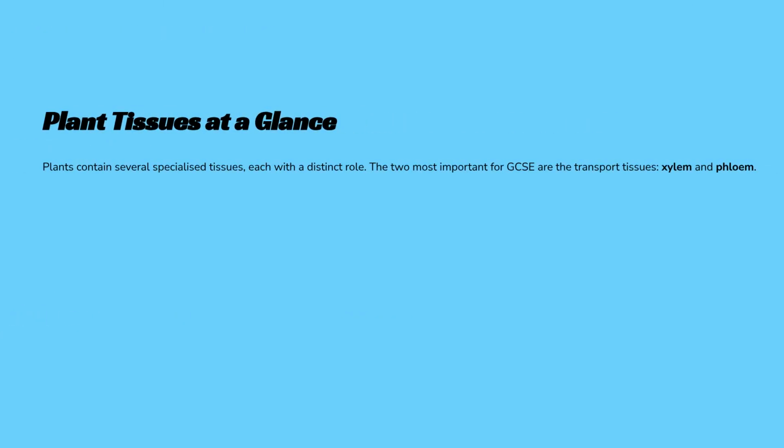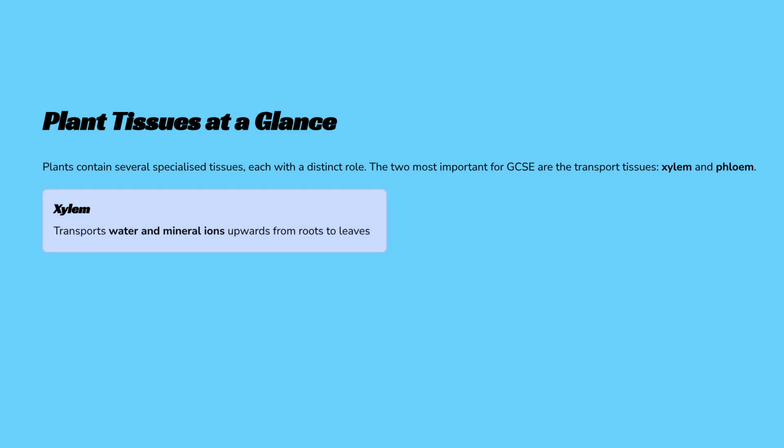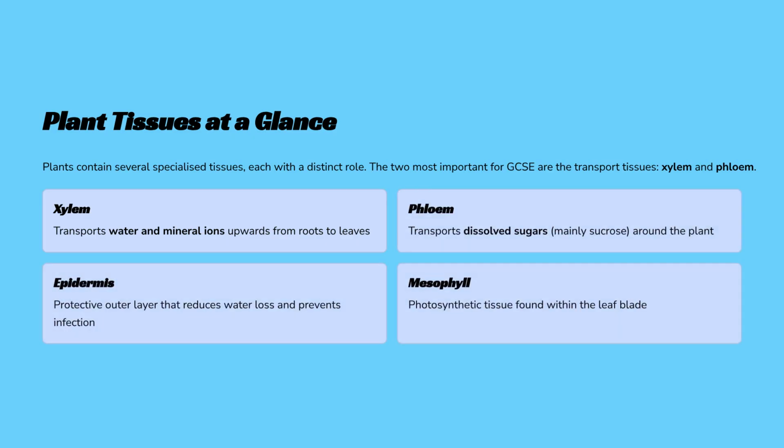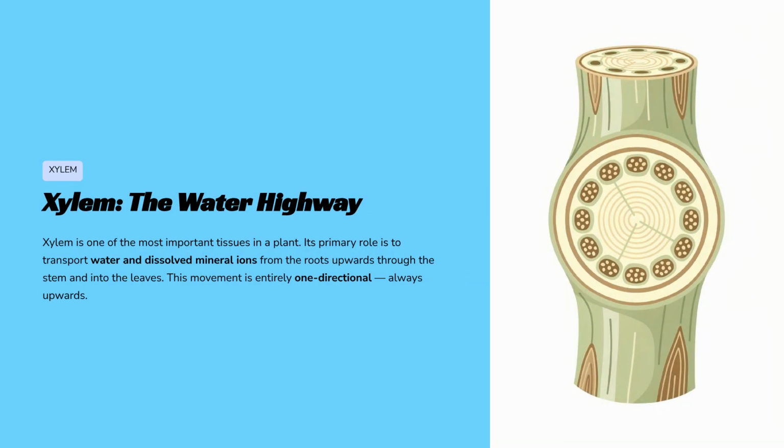Key plant tissues for GCSE include the transport tissues, xylem and phloem. Xylem moves water and mineral ions upwards. Phloem transports dissolved sugars around the plant. Xylem is the water highway, transporting water and dissolved mineral ions from the roots up to the leaves. This movement is entirely one-directional, always upwards.